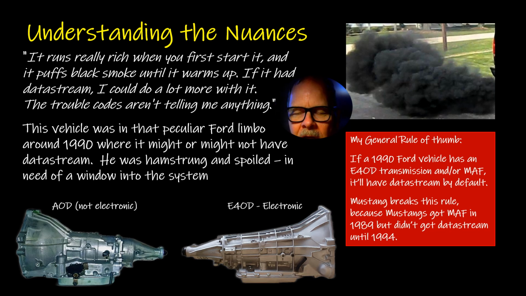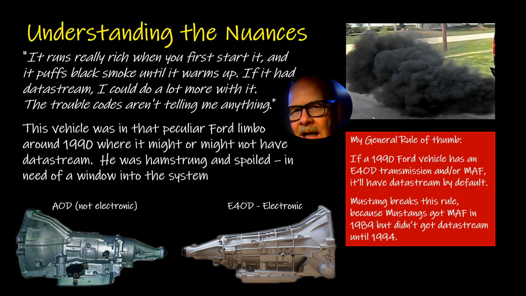He was hamstrung and in need of a window into the system. Now, he was using the new generation Star Tester, plugging into the VIP harness under the hood, and it would ask you the year model of the vehicle and all that, because it couldn't read it automatically. And when it asked what kind of transmission it had, why did it need to know that? Well, if it had an E4OD, which was an electronic transmission, it would have data stream by default, because when they rewrote the software for that transmission, they added the data stream function to it.